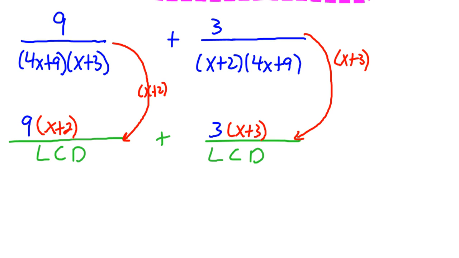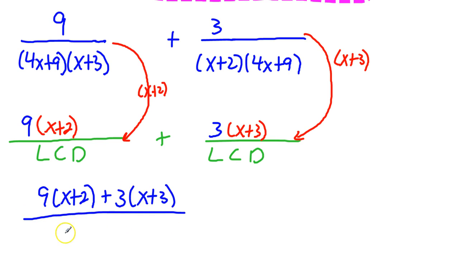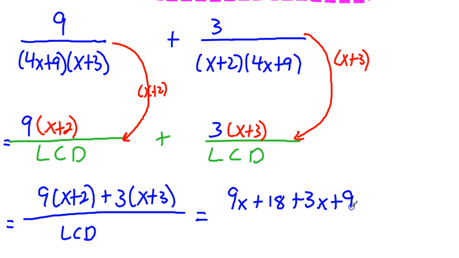And again, just so that you don't get the temptation to go back and cancel too soon, just leave LCD in the bottom and you're really going to work out the tops. So it's 9 times x plus 2 plus 3 times x plus 3, and that's all over your least common denominator. And again, if you write out that it's just the least common denominator, you're not tempted to cancel anything, so start multiplying out, because that's the only thing left to do. 9 times x for 9x, 9 times 2 for 18, 3 times x, and then 3 times 3.